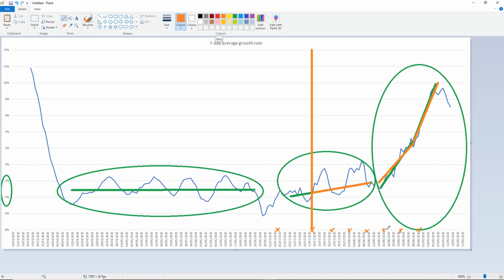So we've got week on week, there's been a rise in the growth rate. And as I say, this is a window on what was happening 2 weeks prior in terms of the number of infections.